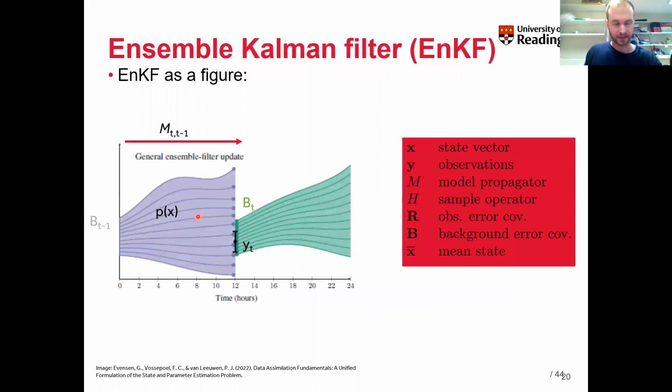So expressed as a figure, you draw the different samples, you run the samples forward in time, and you can do that in parallel. Then from those samples, you estimate your mean and your covariance at the assimilation time. You carry out the data assimilation, and then you continue running your corrected samples forward in time again.